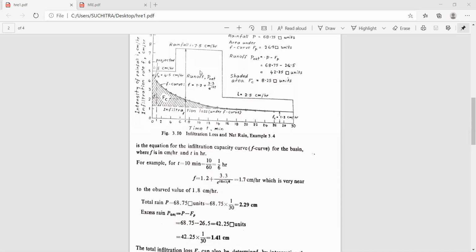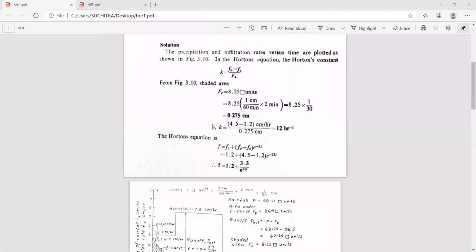Whatever the area above this curve corresponds to the rainfall, and whatever the area within this shaded area is nothing but the actual infiltration that has taken place, and you can calculate the rate of infiltration at any time interval. The vertical ordinate will directly give you the rate of infiltration at any given time interval. So by this graph, you can solve this numerical problem.